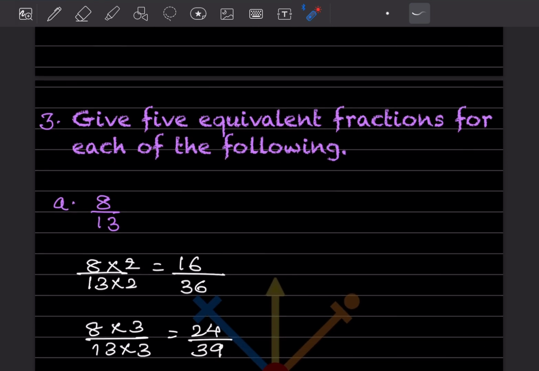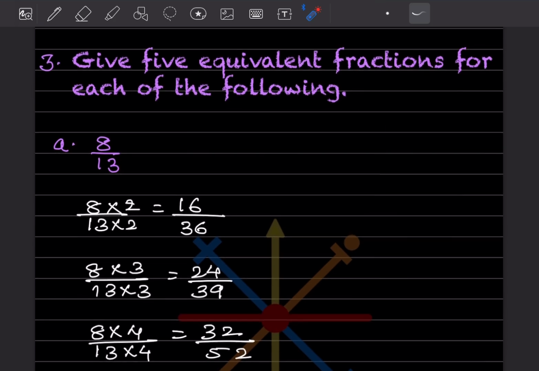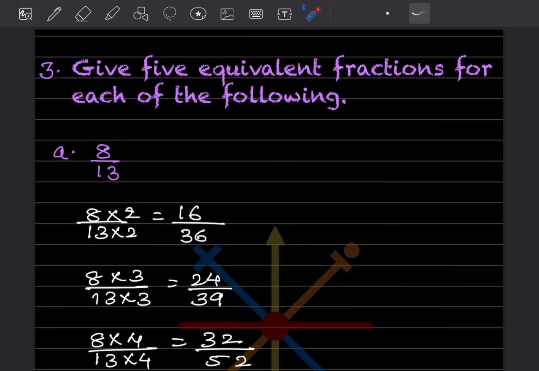So we'll see question number 3 from it. Give 5 equivalent fractions for each of the following. So this is the question given. We have to find 5 equivalent fractions. For this one, we are going to multiply the denominator by 2, so the numerator also should be multiplied by 2. So this is going to be 16 by 36.